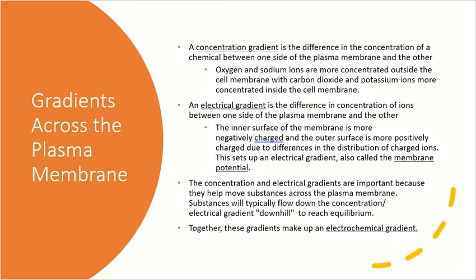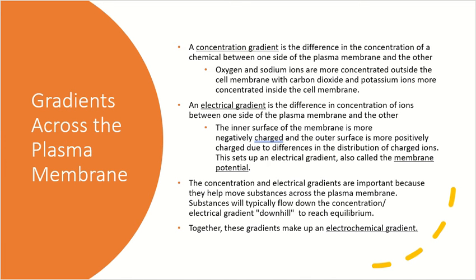And then we also have something called an electrical gradient. And this is going to be the difference in concentration of ions between one side of the plasma membrane and the other. The inner surface of the membrane is going to be more negatively charged, while the outside surface is going to be more positively charged. This difference in charge is going to be due to the differences in distribution of those charged ions across our cell membrane. This is going to set up the electrical gradient, which is also called a membrane potential, which we'll talk more about later.